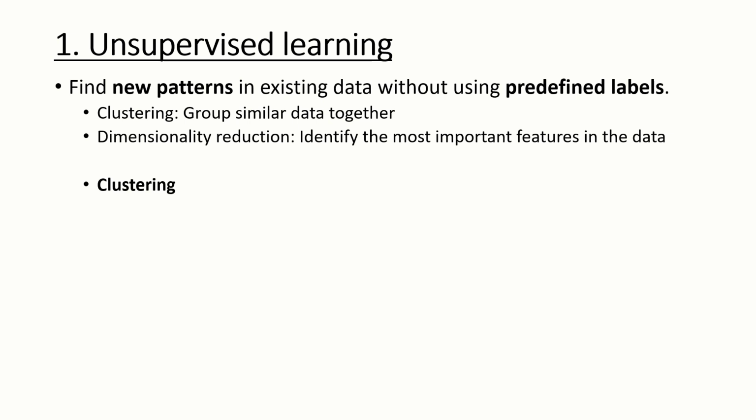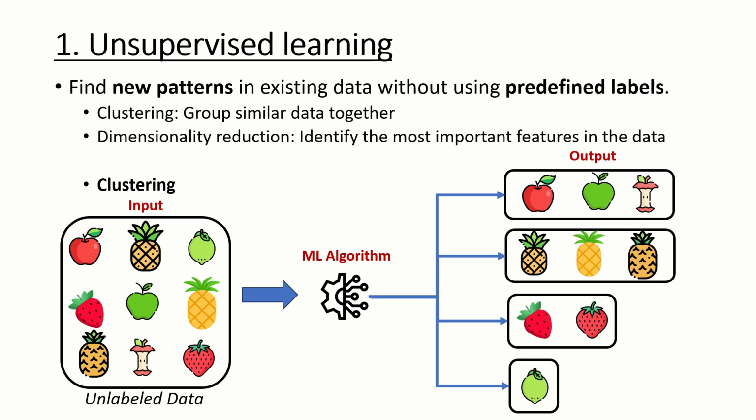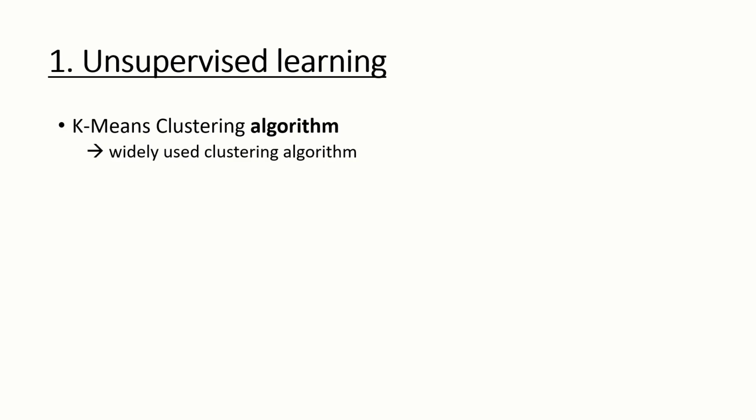So let's have a look at clustering. So as input, we have unlabeled data. Unlabeled means that we don't know that this object is an apple, the other is a pineapple. We just take the data as it is and give it to the machine learning algorithm, and it should group as an output similar objects together. So how is this actually done?